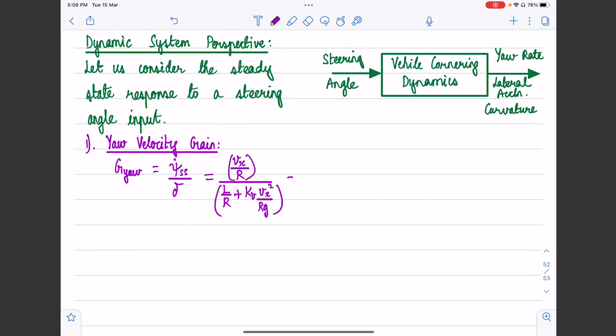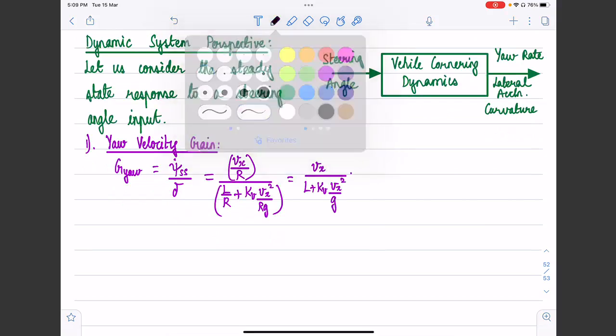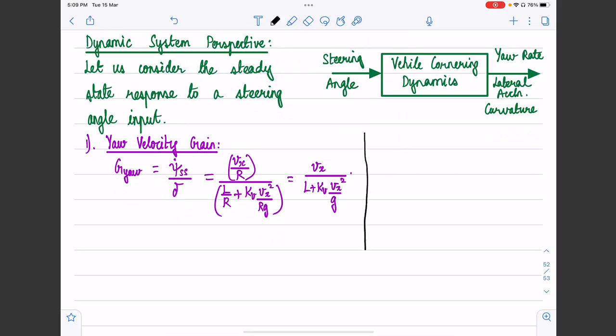If we simplify this, we are going to get Vx divided by L plus Kv Vx squared divided by g. This is what we will have as the yaw velocity gain. So if we plot this yaw velocity gain as a function of Vx for different states of steer, let's see what happens. I'm plotting the yaw velocity gain G subscript yaw as a function of Vx.